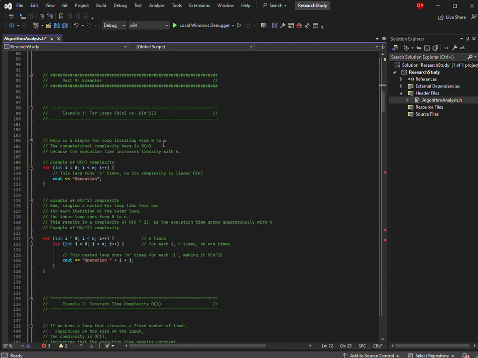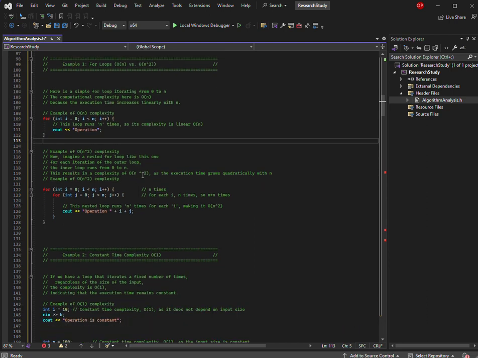Let's look at two for loops with O(n) and O(n squared) complexities. Here's a simple loop iterating from 0 to n. The computational complexity of this loop is O(n) because the execution time increases with respect to n linearly. So the loop runs n times, 0 to n, and the complexity is linear, O(n).